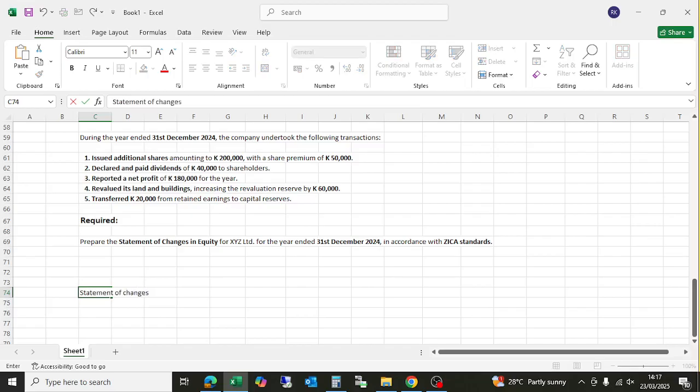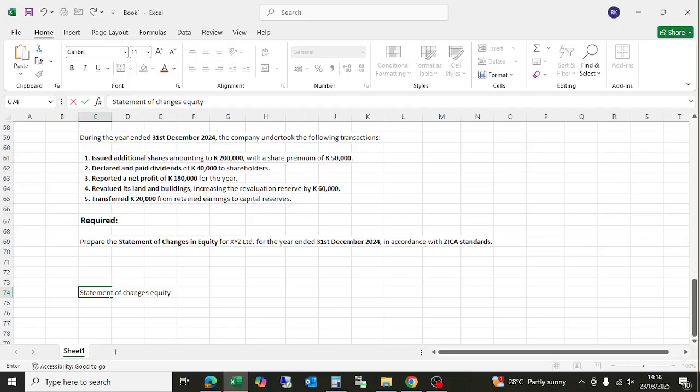So I remember the last time I made a video on changes in equity, my part one. Apart from defining what equity is, I defined what changes in equity is. We are basically looking at the movement in the value of our capital, our retained earnings, and our revaluation reserves. We are practically looking at the movement in the value of our equity elements.